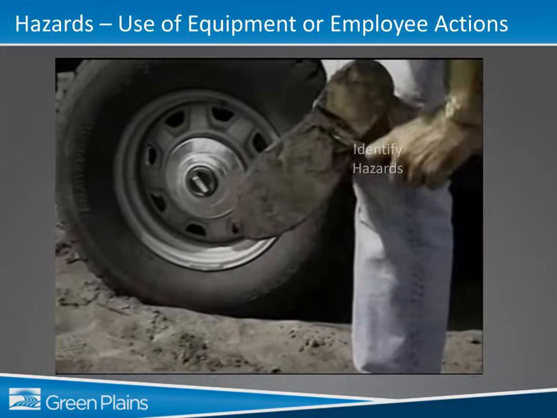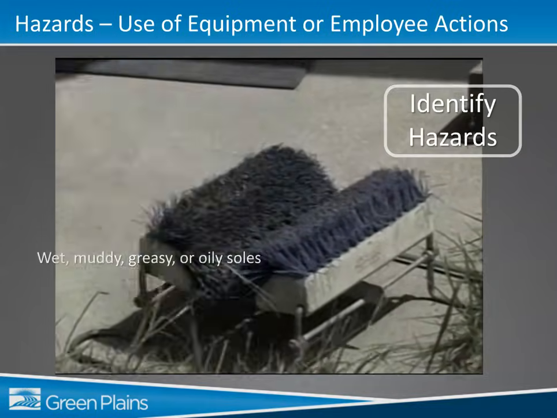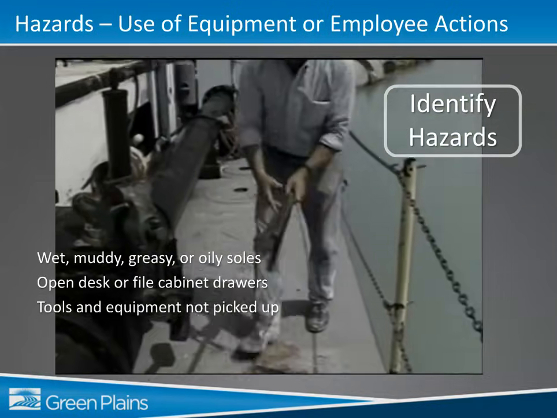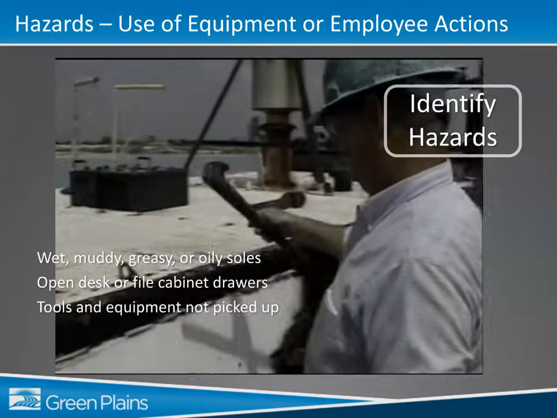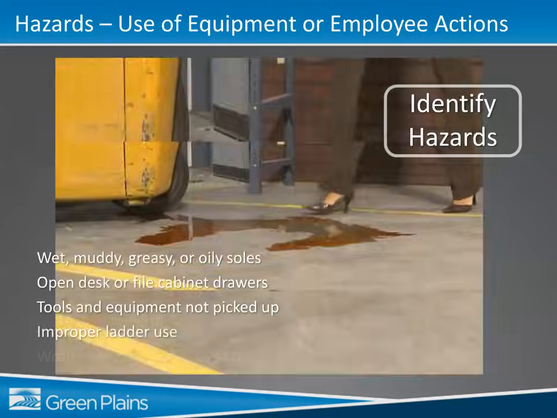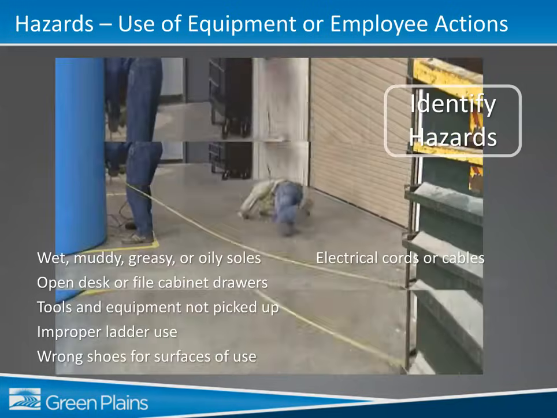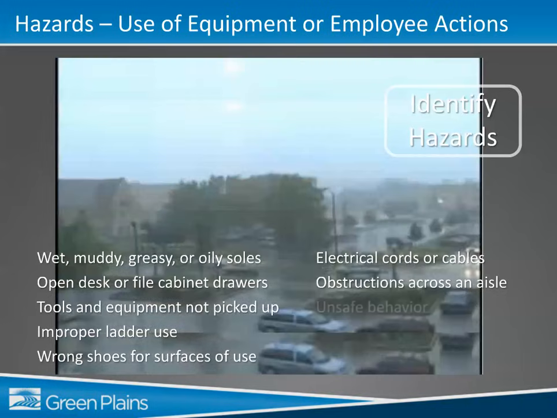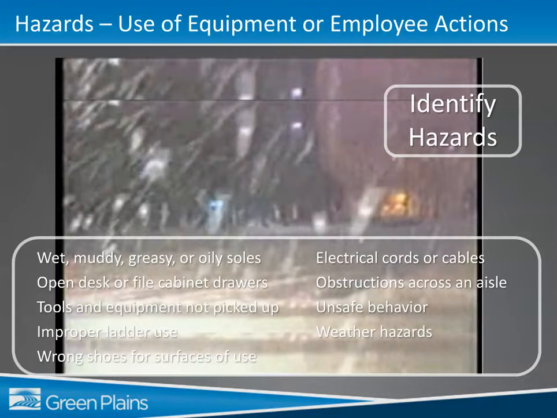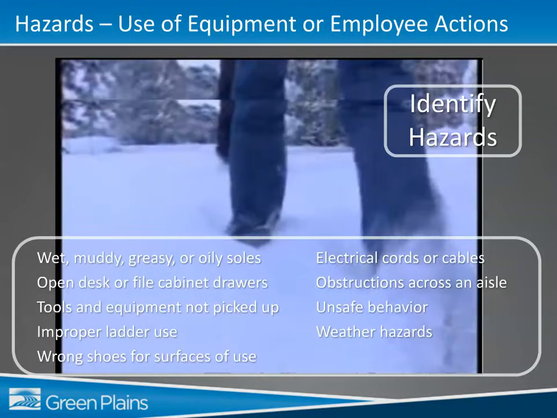Another source of hazards can be from improper use of equipment and employee actions, not being mindful of shoes with wet, muddy, greasy, or oily soles, leaving open desk or file cabinet drawers, and tools and equipment not picked up after use are controllable employee actions. Improper use of ladders and stairs, wearing shoes not designed for the surfaces of use, improper placement of electrical cords or cables, obstructions such as hoses stretched across an aisle, and unsafe behavior such as horseplay or jumping from high places are all employee actions that can lead to slips, trips, and falls.